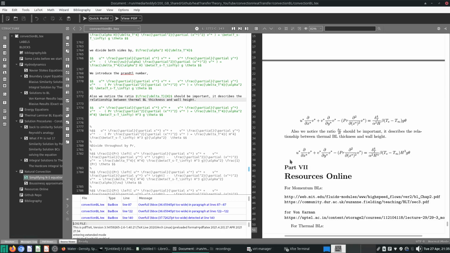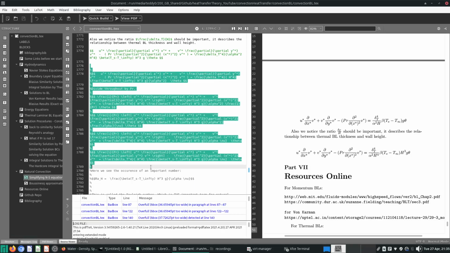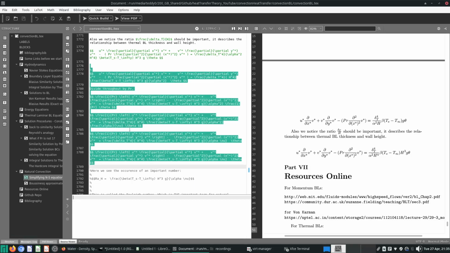Now let's go on to the next steps. The next steps involve dividing throughout by the Prandtl number. If we want to leave these terms alone, we divide throughout by the Prandtl number. So this will be the next step.